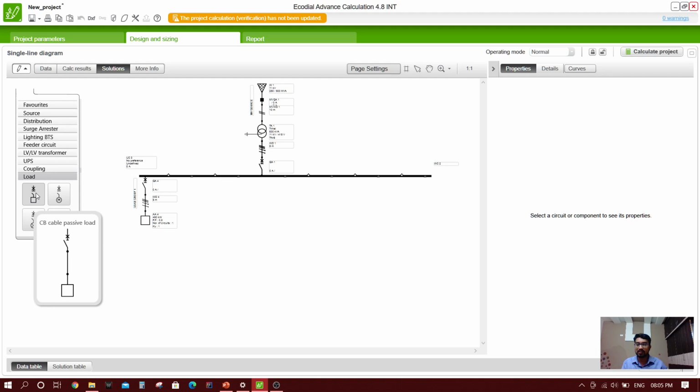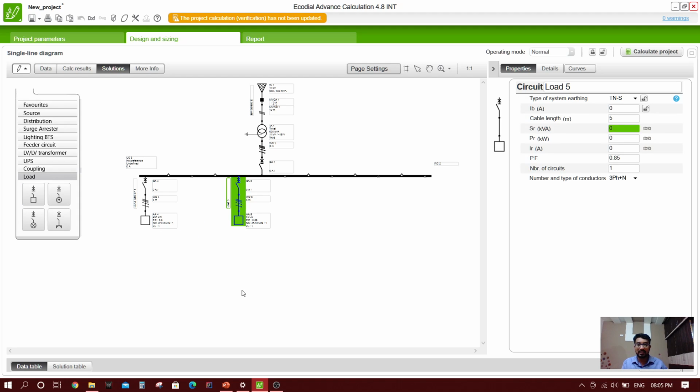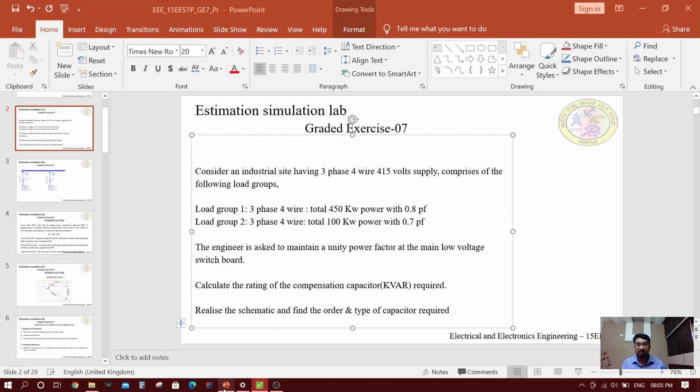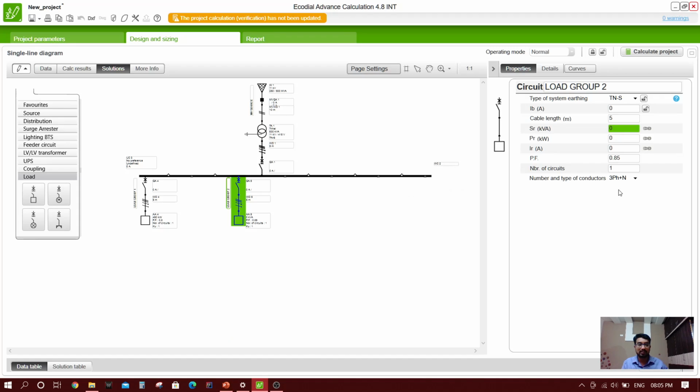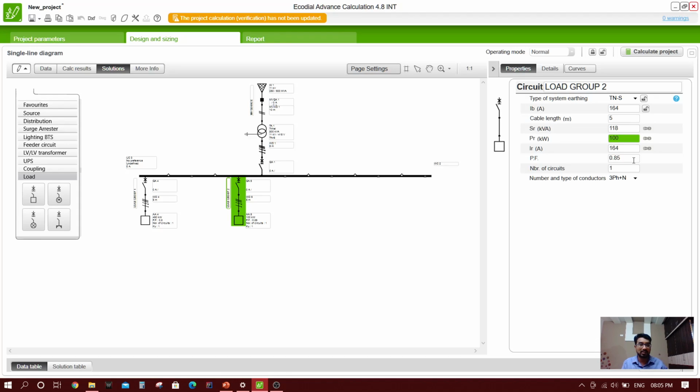For that, again I will go to load and select CB cable passive load, drag and drop it on the work area like this and rename it as load group 2. Here the load group 2, the total load is 100 kilowatt. So I will change this value to 100 and that load group is operating at 0.7 power factor. So I will change the value of power factor to 0.7.